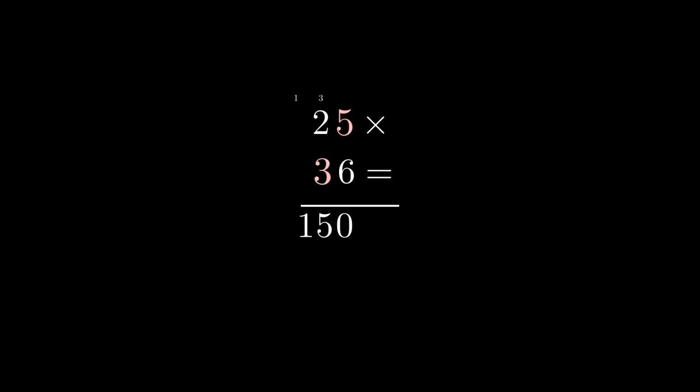Next, 5 times 3 equals 15. And 2 times 3 equals 6 plus 1 equals 7. Finally, we add the partial results to get 900, the final product.